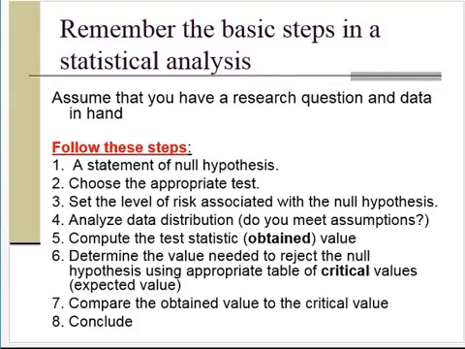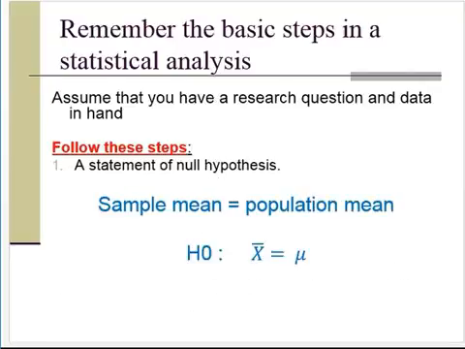So if we go back to the steps for an inferential analysis, we'll walk through these one at a time. We know we have to start with a statement of the null hypothesis. Well, for that one sample z-test, we know that we're comparing the sample mean to the population mean, and the null hypothesis would be that they're equal to each other. There is no difference. So if we were to write that out statistically, we'd have an H sub naught where the sample mean, which is x bar, is equal to mu, the population mean.